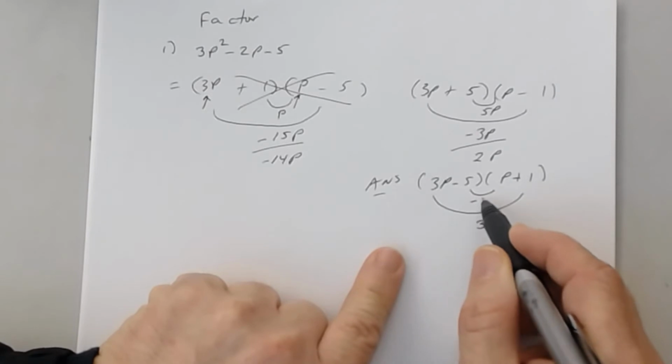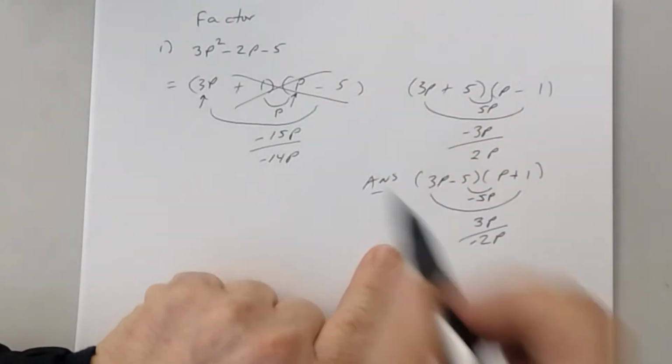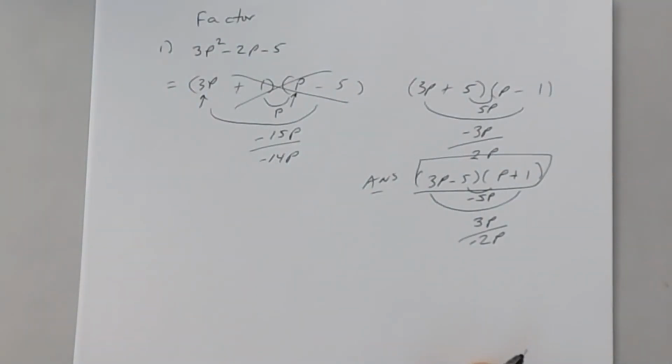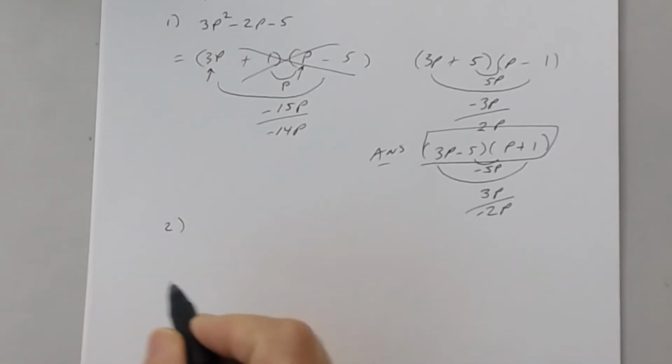3p. What's the inner? When I add them up, what do I get? Which is what you wanted. So this is the answer. That's the answer. Okay? All right, let's try another one. Let's do one more, and then we'll work on this some more next time.